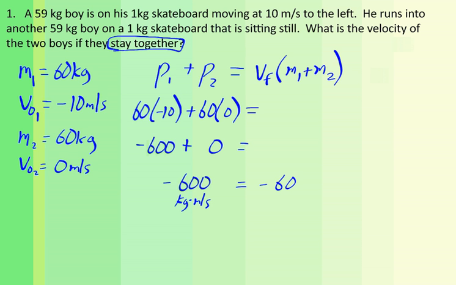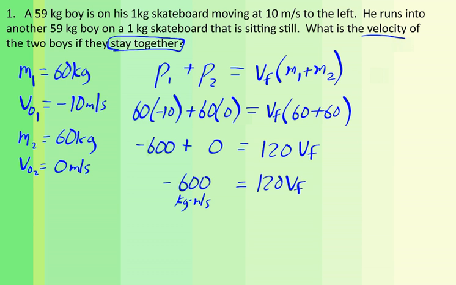We still need 600 at the end, but we don't want to just know that 600. We want to know what's the velocity. So we're going to actually solve for the velocity that both of them are moving. So we have our final velocity, both masses of the kids are 60. So we have 120 times velocity final.